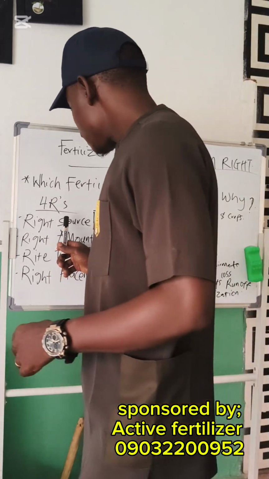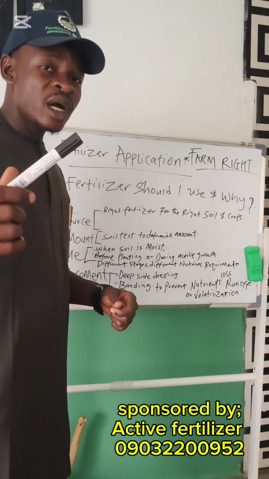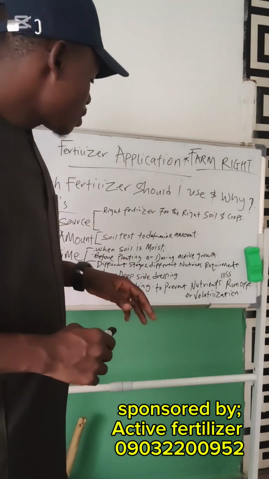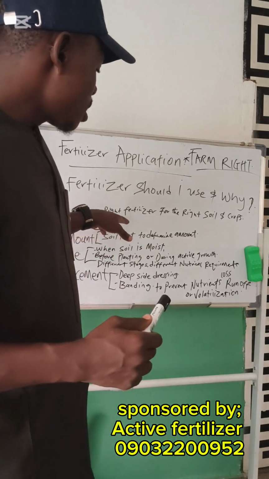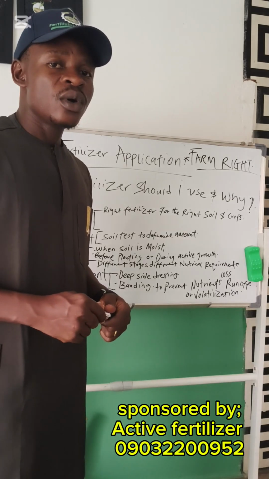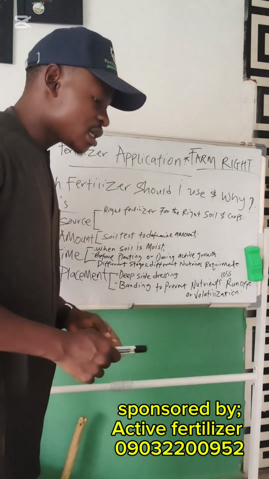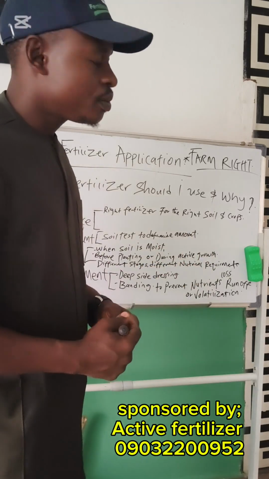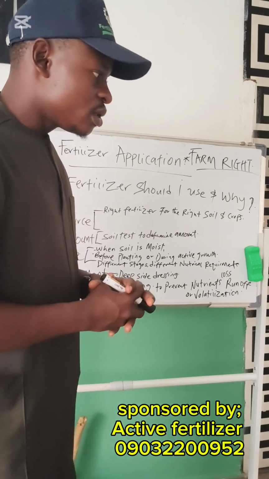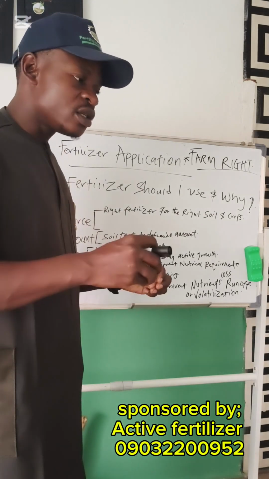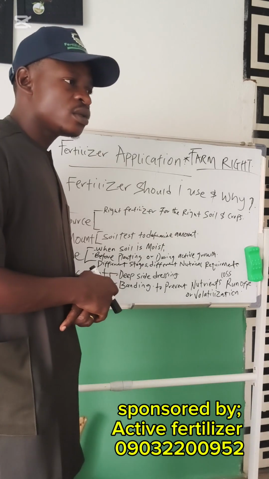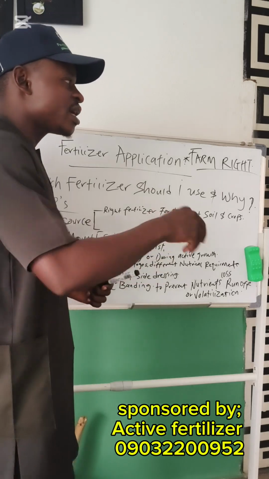Quickly, let's look at the right source. When we're talking about the right source, which is the first R of fertilizer application, we are talking about the right fertilizer for the right soil and crops. Just like I have said, you should know the fertilizer that you should apply to your maize, to your yam. And I want to tell you that fertilizer application is determined mostly by the soil on which you are applying fertilizer. The determination comes as a result of your soil testing.